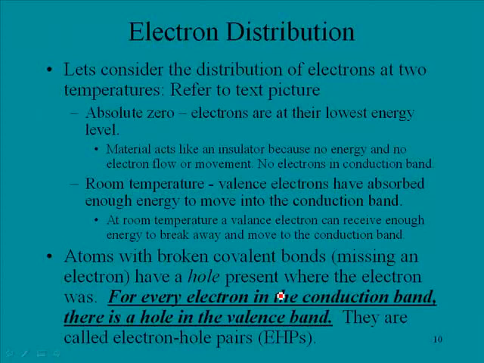Okay, electron distribution. Let's consider the distribution of electrons at 2 temperatures. You have a picture in your textbook that you might want to refer to. I did not have access to that picture, so I couldn't put it into my presentation. But we're going to consider how these electrons are distributed at absolute zero and at room temperature. At absolute zero, electrons are at their lowest energy level. The material acts like an insulator because there is no energy and no electron flow or movement, and there are no electrons in the conduction band.